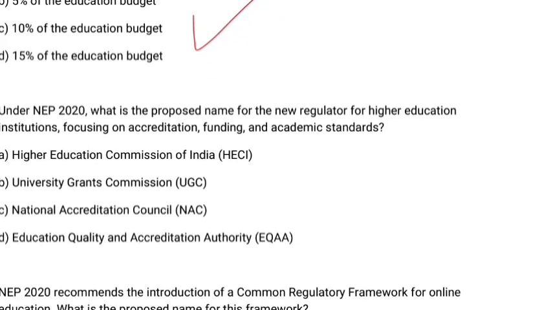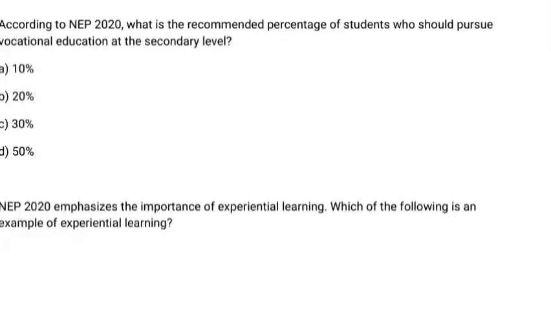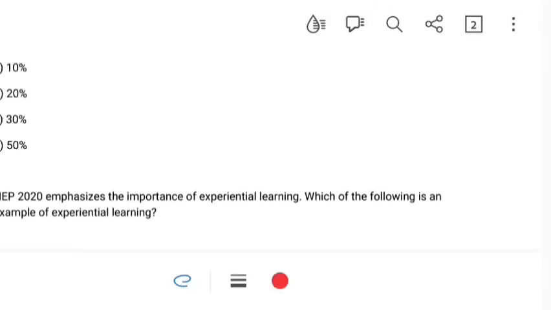Under NEP 2020, what is the proposed name for the new regulator for higher education institutions, focusing on accreditation, funding, and academia standards? It will be, we have already discussed, Higher Education Commission of India. Then, according to NEP 2020, what is the recommended percentage of students who should pursue vocational education at the secondary level? It will be 10%.